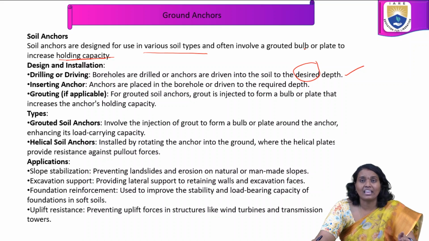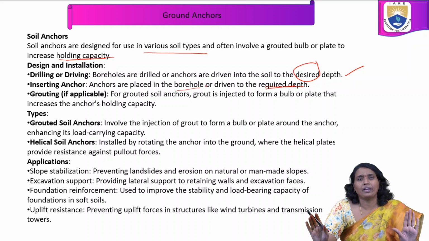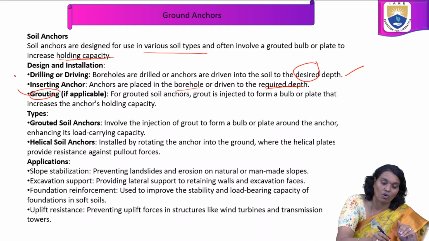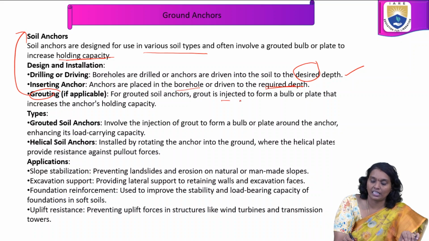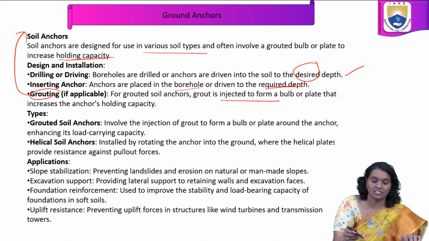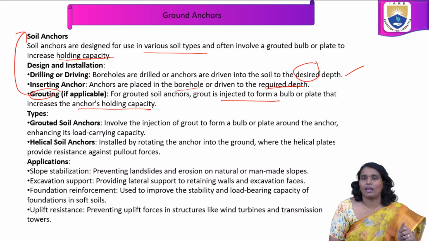Inserting the anchor: the anchor is placed in the borehole or driven to the required depth. If applicable, we also choose grouting for these soil anchor types. For grouted soil anchors, grout is injected to form a bulb or plate that increases the anchor's holding capacity.